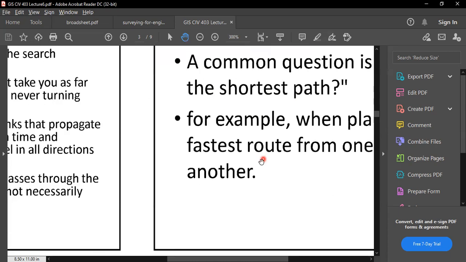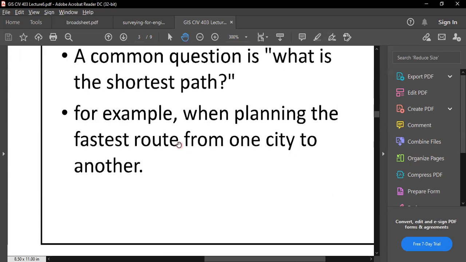Okay. First, for an engineer, you'll be thinking, I'm designing a road. I want to see the impact on the existing road network. So that's what you're looking at. I'm designing a road. What is the impact on the existing network? That's what you're looking at. Shortest path. Is that going to be the shortest path? That question is always going to be asked.